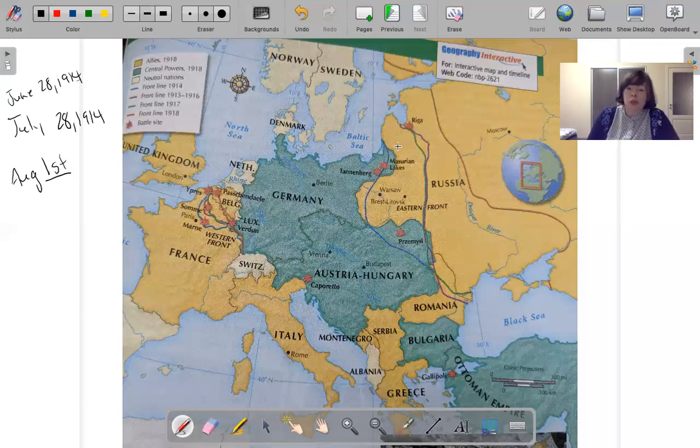And Germany is friends with the Austro-Hungarian Empire. That's why they're doing all that, because like this friend attacked that friend, so that friend attacks that friend. So now Russia has called on France to help.